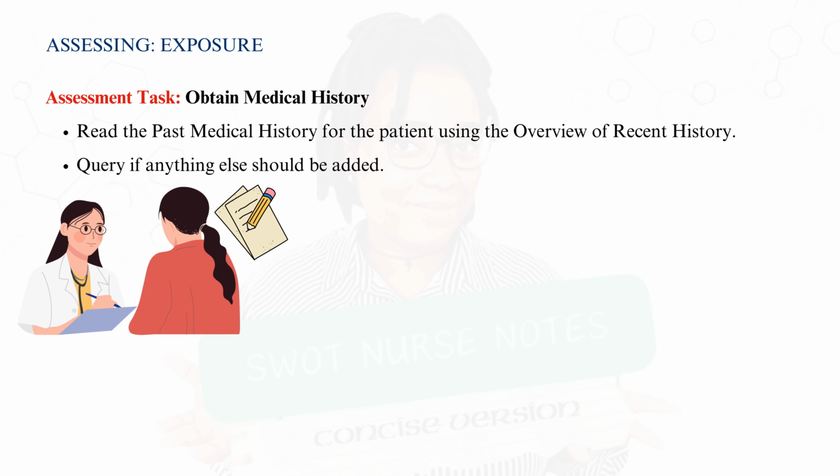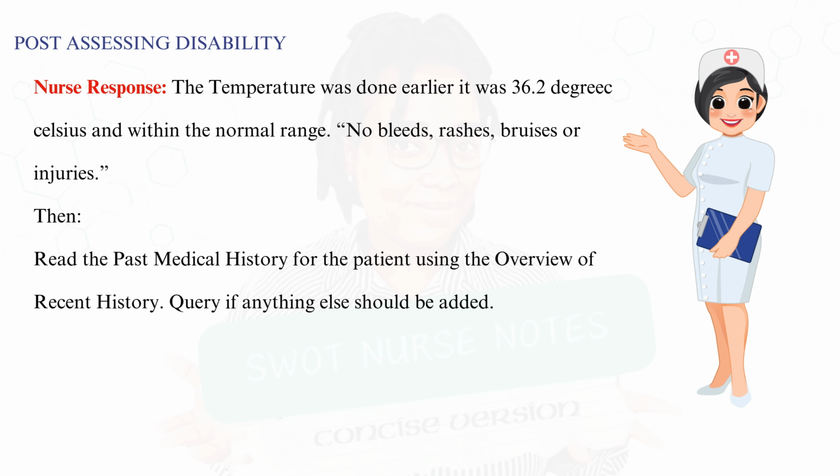I would also obtain the patient's medical history by reading the past medical history for the patient using the overview of recent history form that was given to me, then query if anything else should be added. Well done. Now how would you conclude this assessment? The temperature was done earlier, it was 36.2 degrees Celsius and within the normal range. No bleeds, rashes, bruises or injuries.